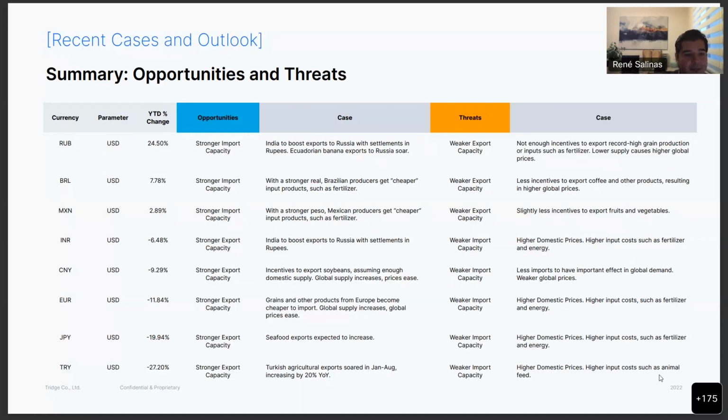Now let's talk about China. The Chinese yuan has depreciated 9.3% against the US dollar so far this year, which means there's a stronger export capacity, so there's more incentive to export soybeans, assuming enough domestic supply, which is typically the case. With this global supply increase, global prices ease. But the other side of the coin is a weaker import capacity, so there are fewer imports of several products. Since China is so large, there's an important effect on global demand. If we see a decline in global demand, we would see weaker global prices.